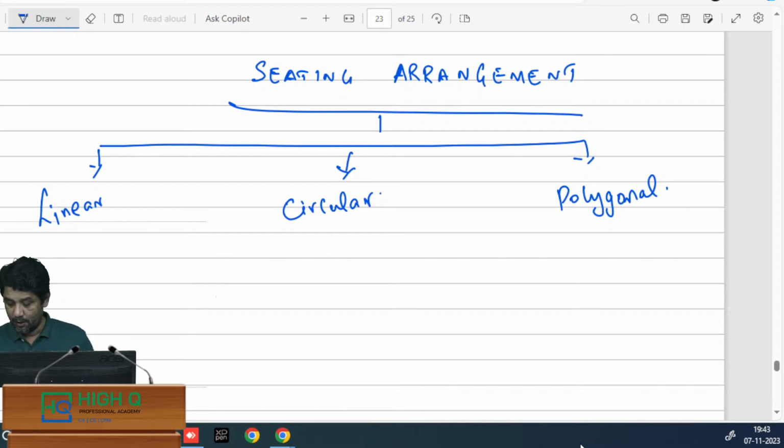Fine. Now there are few things before we start with seating arrangement. We need to keep it in our mind.